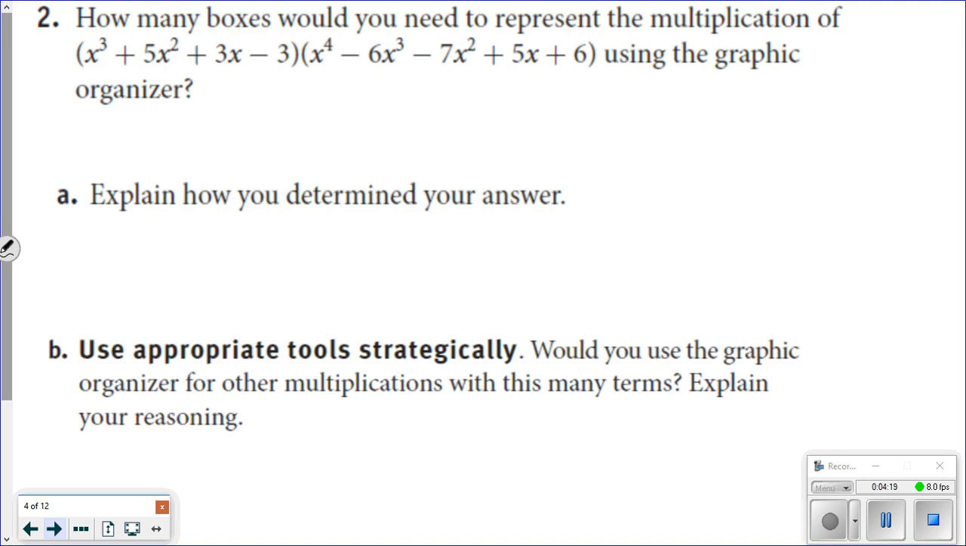How many boxes would you need to represent the multiplication of these 2 sets of parentheses right here? So under question 2, how many boxes? Under letter A, explain how you found your answer. Under question B, would you use the box method for multiplying with this many terms? Yes or no, and explain. So pause the video and answer all of question 2.